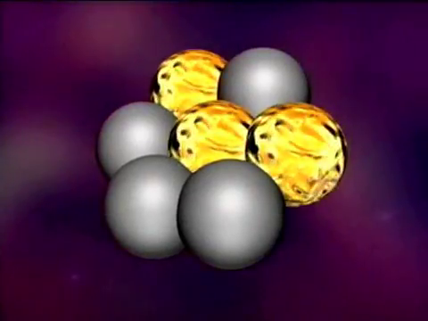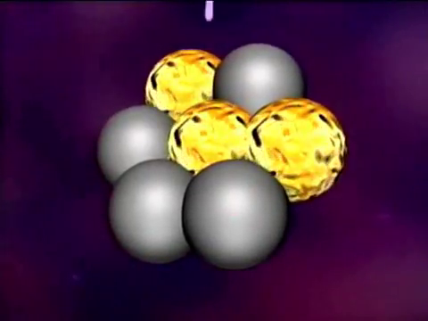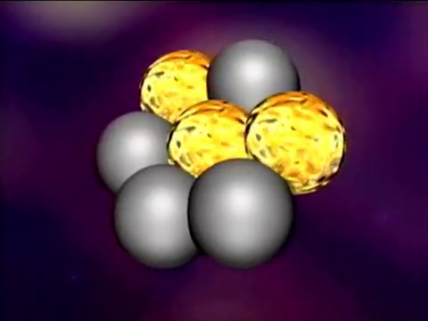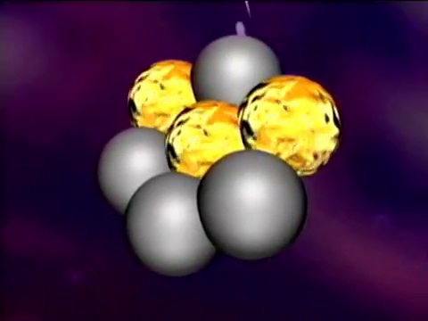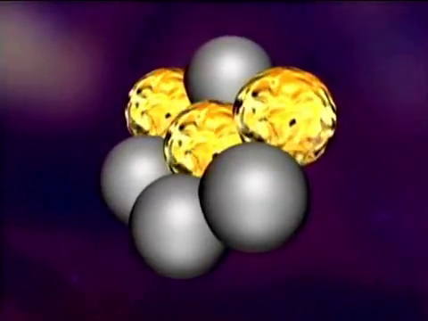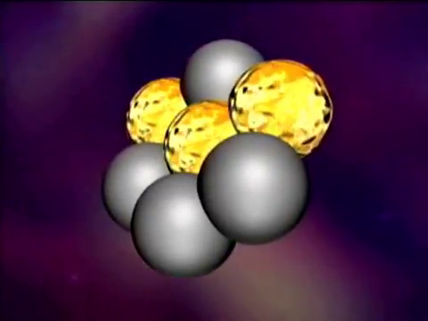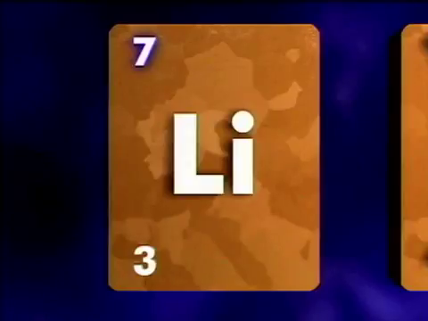Also, each element is now given an atomic number based just on the number of protons in its nucleus, which here is 3 for lithium. 1 proton more or 1 proton less creates a different element. So lithium's atomic number, as seen lower left, is 3.